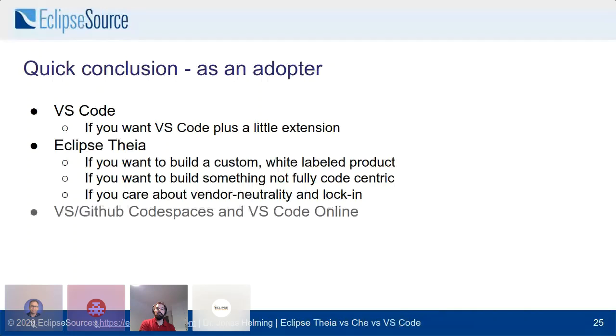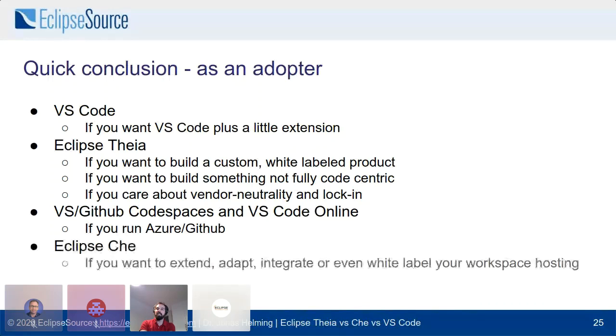VS Code, GitHub Codespaces. I hopefully will not miss one of the two names. There is actually a comment in the chat too. Microsoft announced to drop VS Code Codespaces, so it's GitHub Codespaces and VS Code Online. If you run GitHub and Eclipse Che, if you want to extend, adapt, integrate, or even white label your workspace hosting and integrate, for example, an existing web presence or whatever existing web page you already have. And again, if you care about vendor neutrality and vendor lock-in.